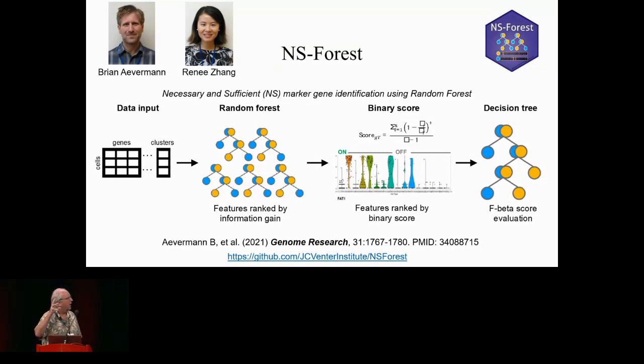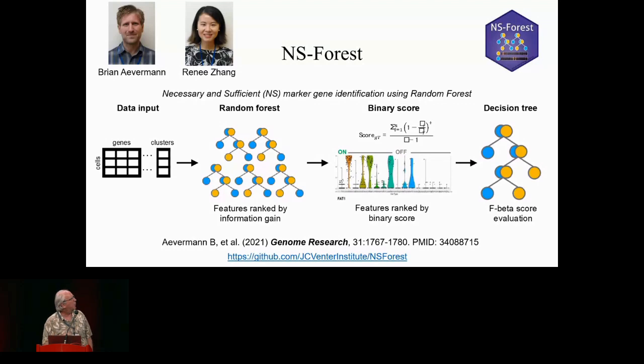And then once we have this kind of set of informative features, what we can do is build single decision trees using the top feature, the top 2 features, 3 features, 4 features, 5 features, whatever, to find the combination of genes that give us maximum classification accuracy. And that's how we pick the minimum set of marker genes that give us maximum classification accuracy.